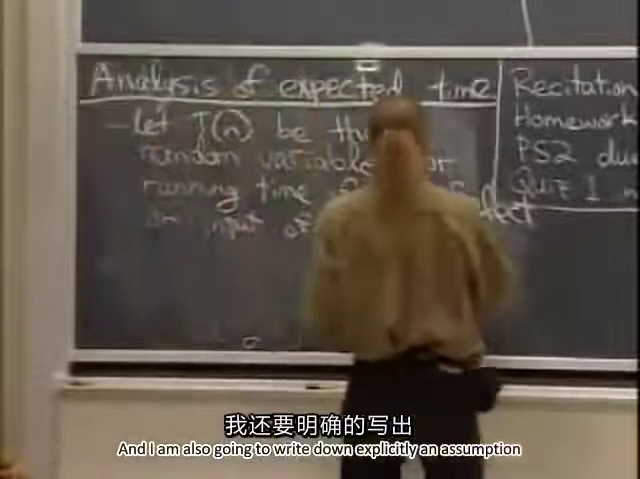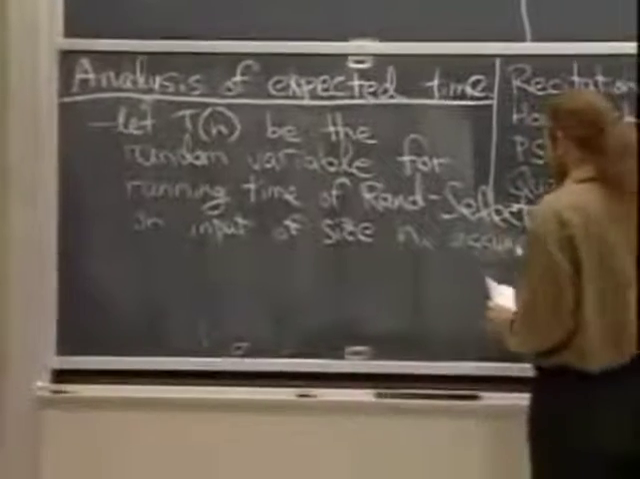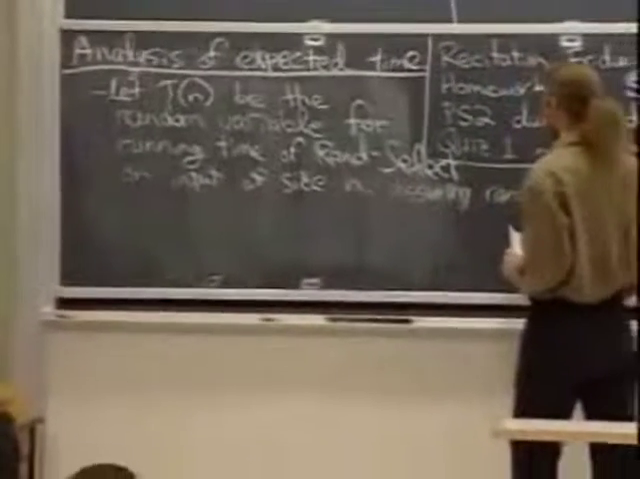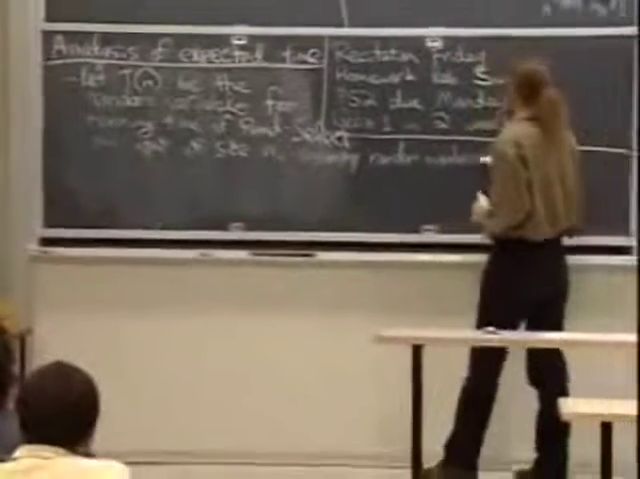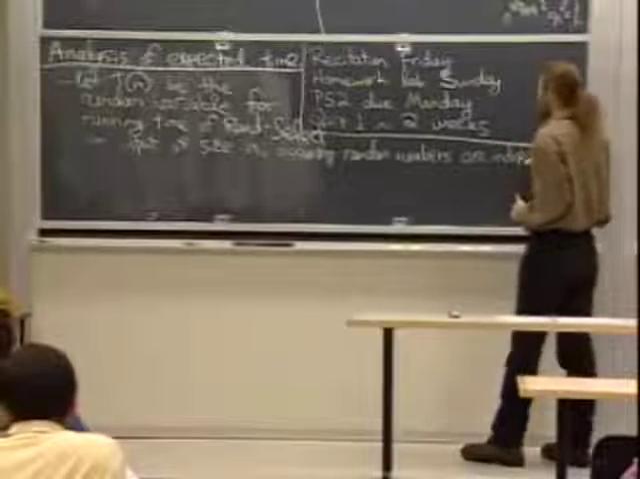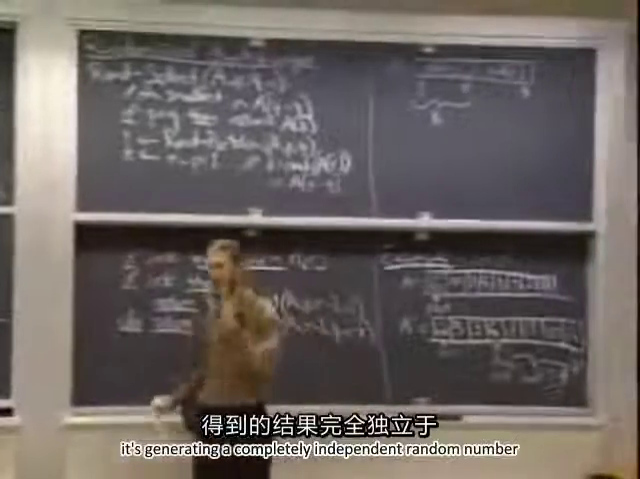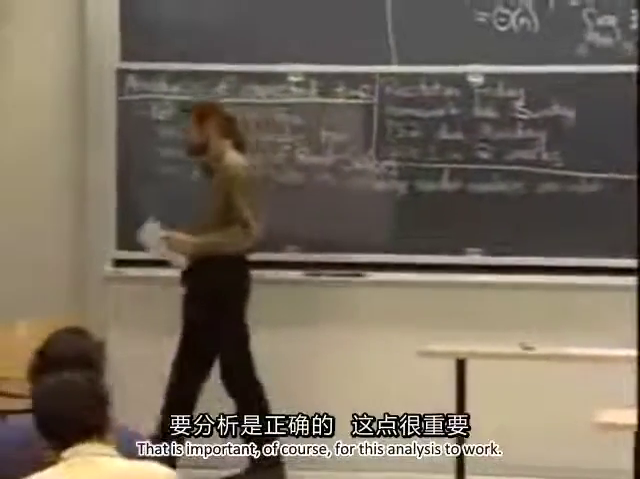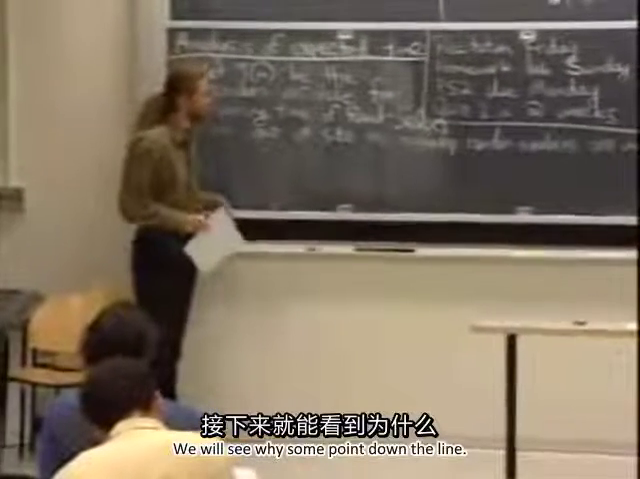I'm also going to write down explicitly an assumption about the random numbers: that they should be chosen independently from each other. So every time I call random partition, it's generating a completely independent random number from all the other times I call random partition. That's important, of course, for this analysis to work. We'll see why at some point down the line.